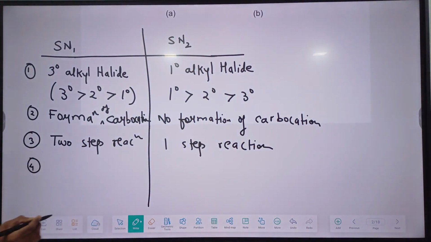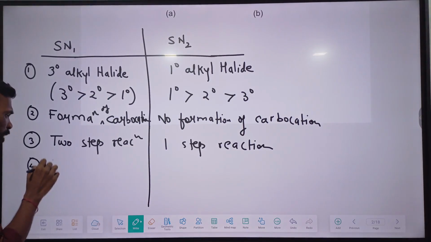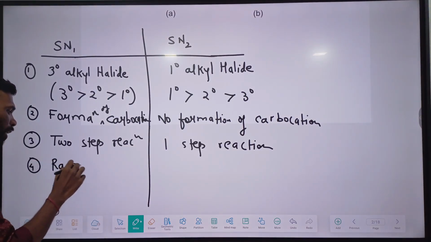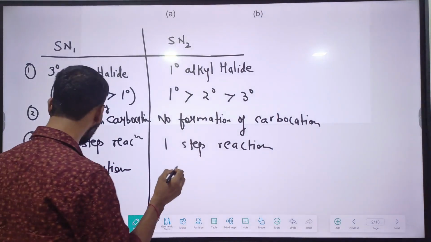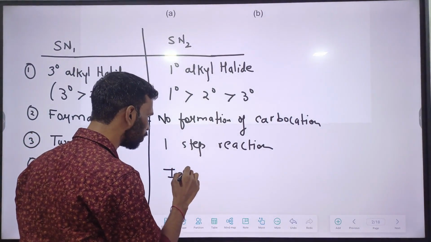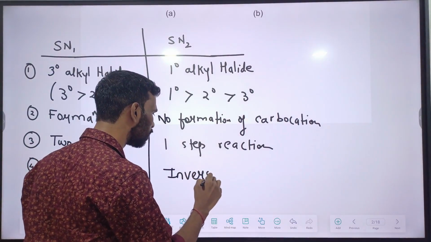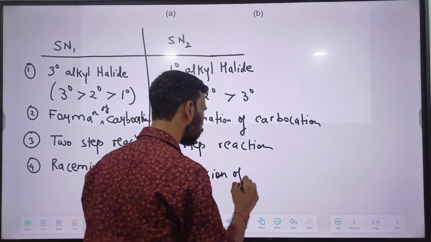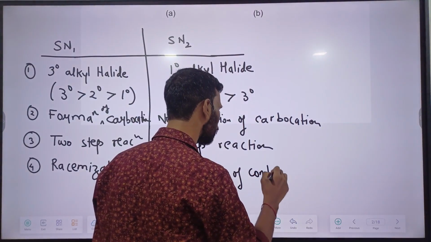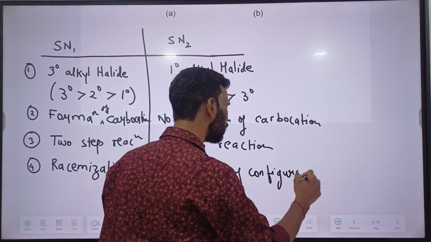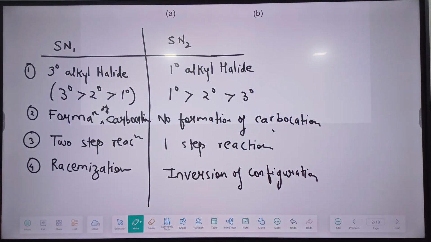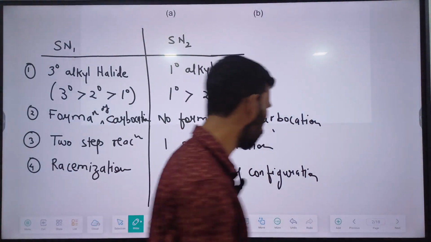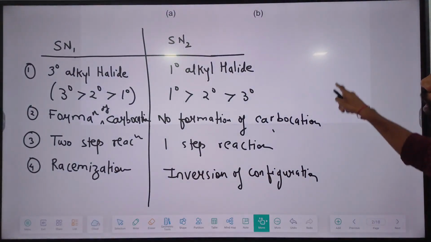Fourth, we can write that in SN1 there is a racemic product, racemization takes place, and here in SN2 there is inversion of configuration. So since this question is asked, you should know all these four major differences between SN1 and SN2. Let us come back to the question.